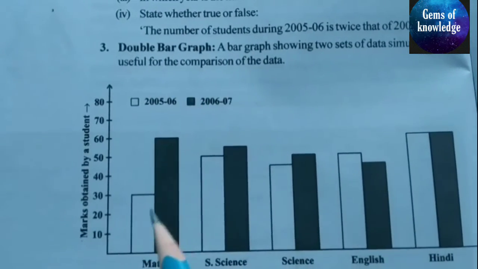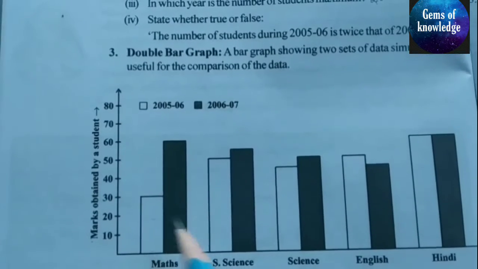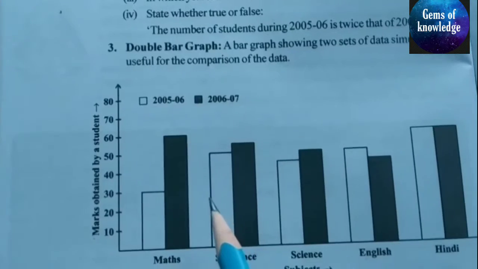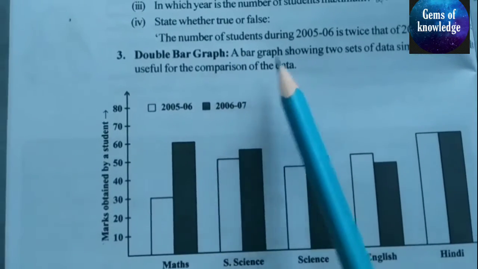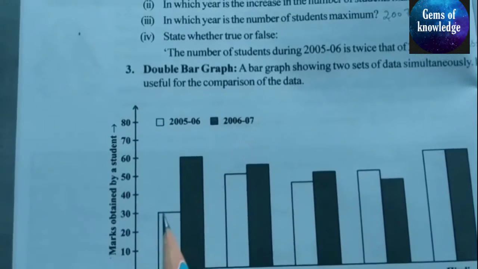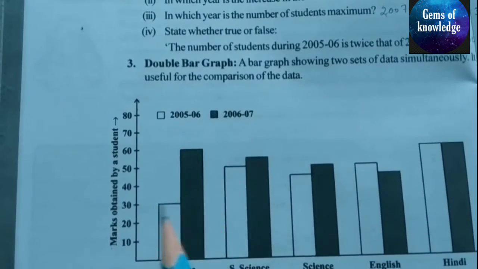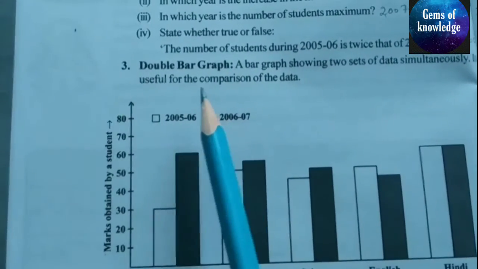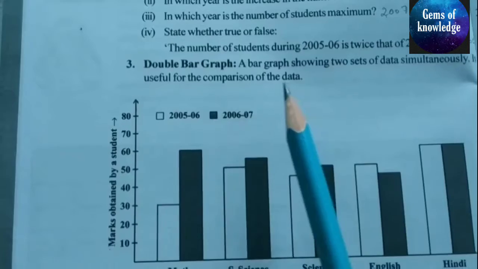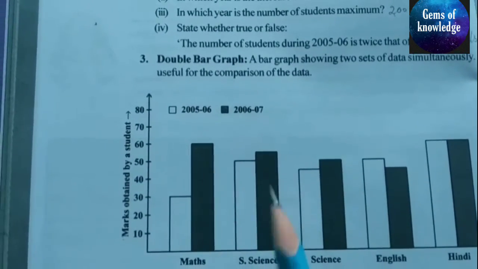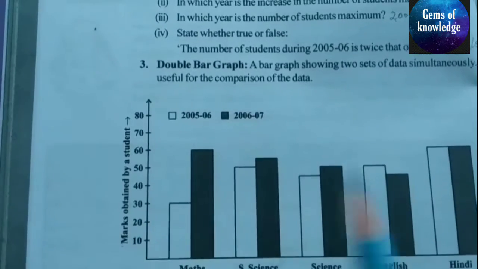Okay, then moving to the third one, they have given a double bar graph. So what is a double bar graph? You can see here two bars are being given. So this particular graph shows us the double bar graph: a bar graph showing two sets of data simultaneously. It is useful for the comparison of data. So this type is very useful when we are going to compare two types of data.